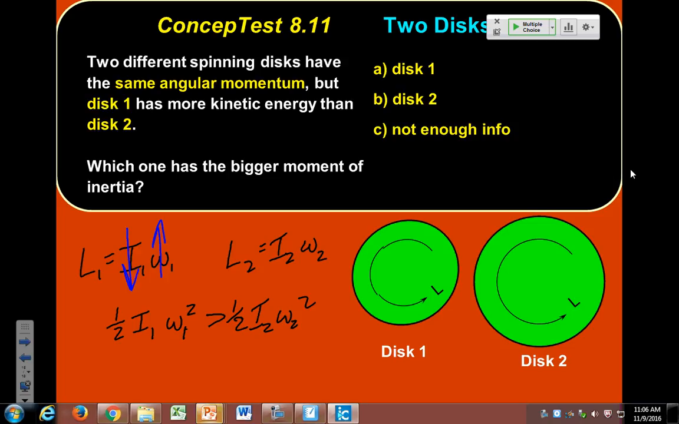That means that I1 is smaller. And so the one with the bigger moment of inertia is disk 2. And that's sort of what the picture leads you into thinking here. It's leading you correctly.